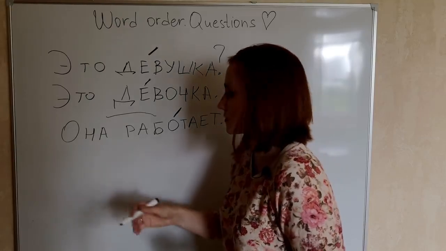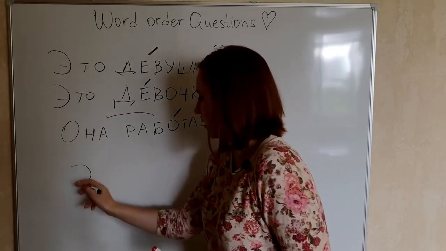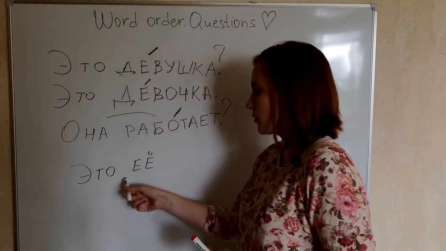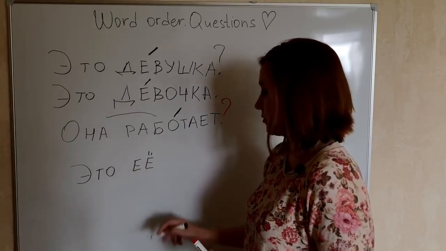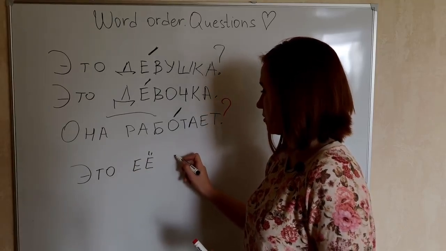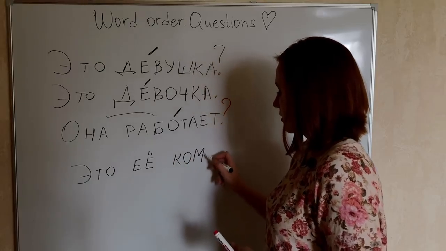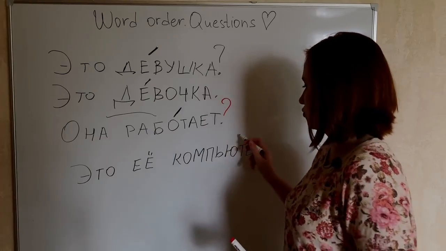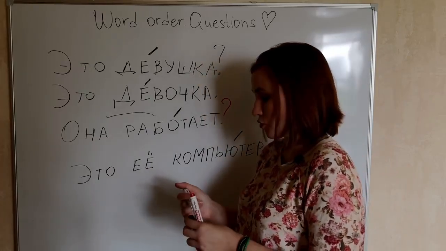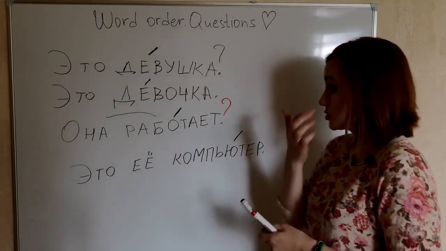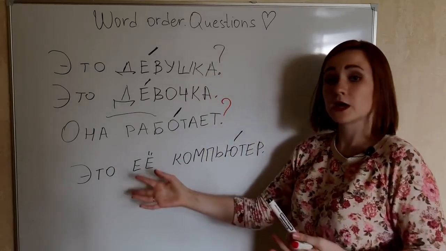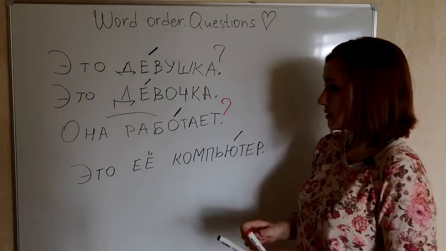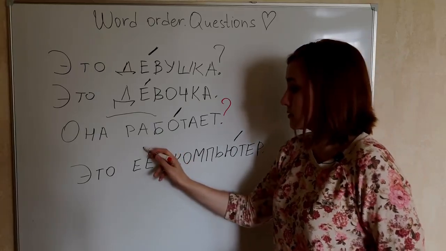Она работает. Это ее компьютер. Let's say it like this. This is her computer. Это ее. Remember the possessive pronouns. I hope you remember. Это ее компьютер. Компьютер. Это ее компьютер. How do we change it to the question? Это ее компьютер? Here it's interesting that we usually want to emphasize different words.